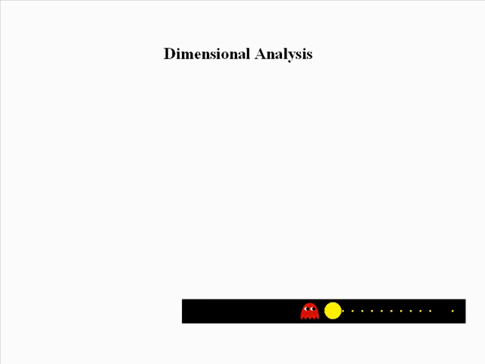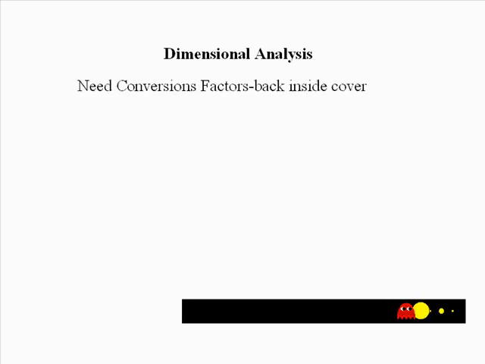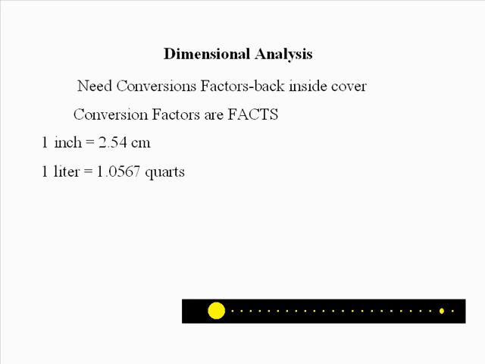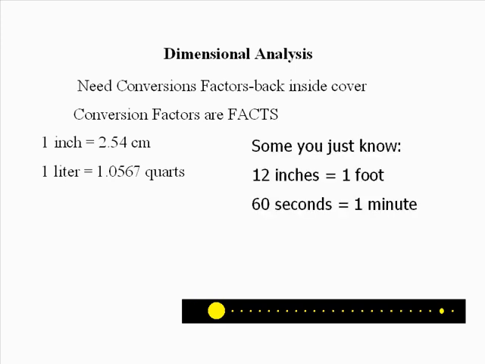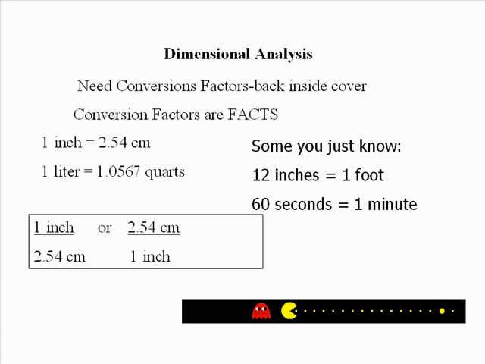Dimensional analysis. For dimensional analysis, you will need to use conversion factors that will be found in the back inside of your cover. These conversion factors are facts, such as 1 inch equals 2.54 centimeters. Some of these you will just have to know, such as 60 seconds equals 1 minute, but always you'll be using these conversion factors with a numerator and denominator, such as shown on the screen. And it is a word canceling game. To cancel out the words, you need to make sure you write all your units.